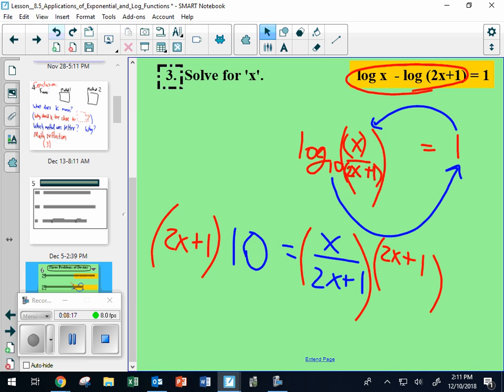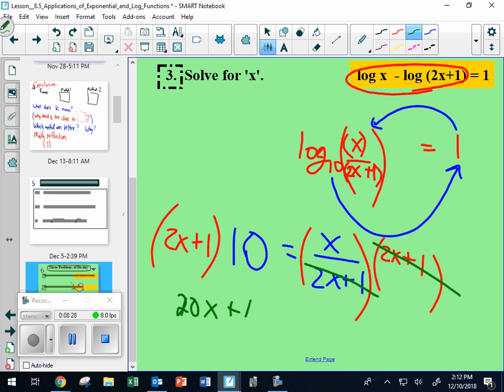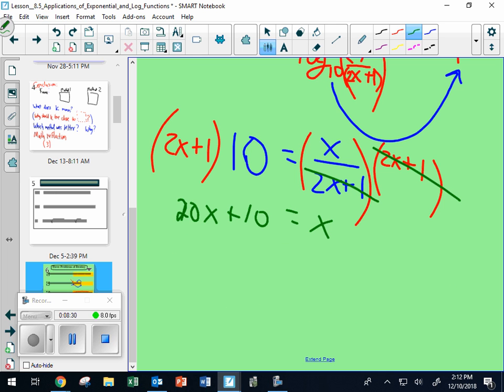So, okay, we canceled this. And now I got 10 times 2x is 20x plus 10 times 1 is 10 is equal to x. And now you just have x's on both sides. Which one do you get rid of? The smaller one. You don't have to do it that way. It's just smarter, because then you'll be left with a positive number. If I subtracted 20x right there, I'd have had a negative number left. So now I get a positive 19x plus 10.